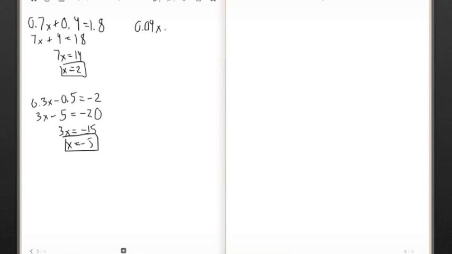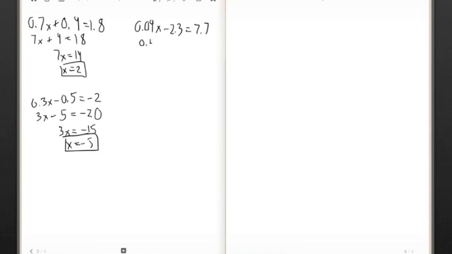0.04x minus 2.3 equals 7.7. Now, if we wanted to get rid of the decimals in this one, we'd have to multiply the whole thing by 100 because we have two digits after the decimal place here. But that's going to be more trouble than it's worth. So let's just multiply by 10 again.